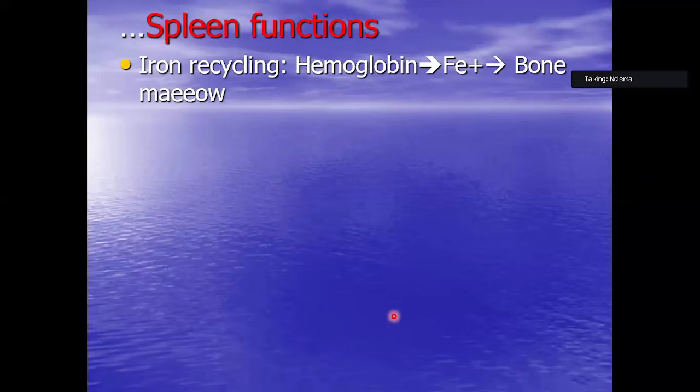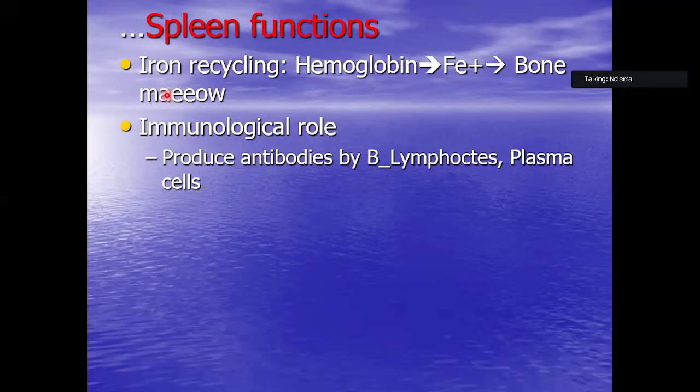We have iron recycling. During the breakdown of red blood cells, we have the hemoglobin, which contains iron. The iron is recycled back into the bone marrow, where it can be reused during the process of hematopoiesis.